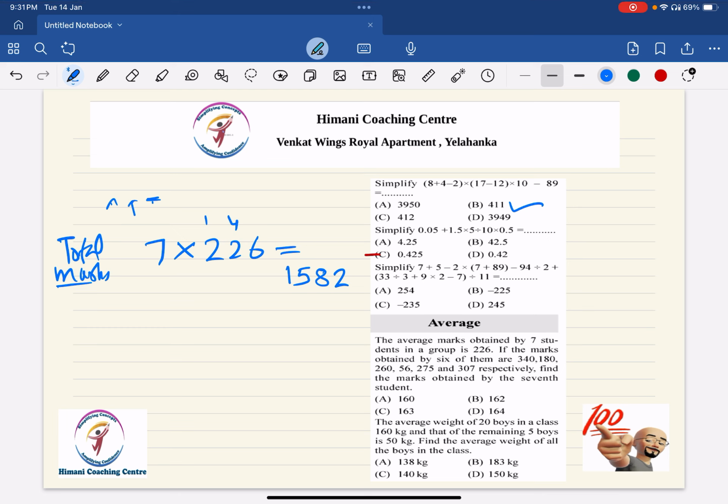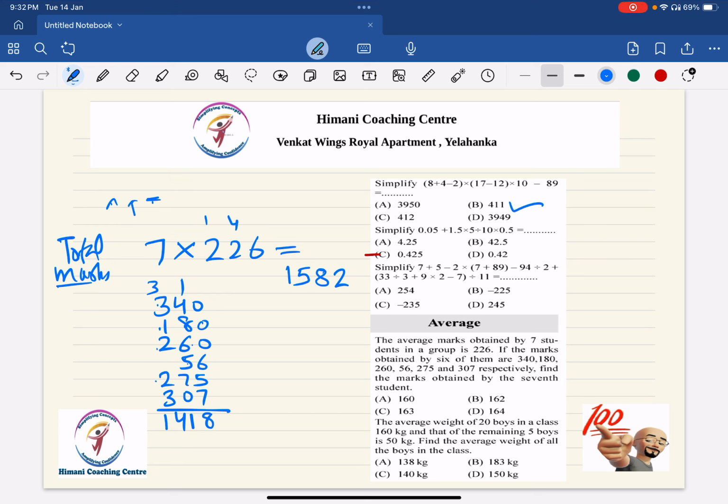Now we know the marks of 6 students. Let us add them and subtract from this, which will give us the marks of the 7th student. So let us add. We are given 340, 180, 260, 56, 275, and 307. Let us add this. So 6 and 5, 11 and 7, 18, 1 carry over, 4 and 1, 5 and 8, 13, 13 and 6, 19, 19 and 5, 24, 24 and 7, 31, 3 carry over, 3 and 3, 6 and 1, 7, 7 and 2, 9, 9 and 2, 11 and 3, 14.